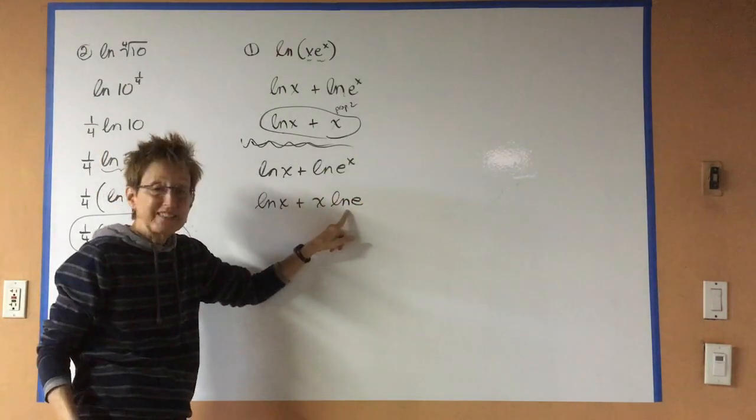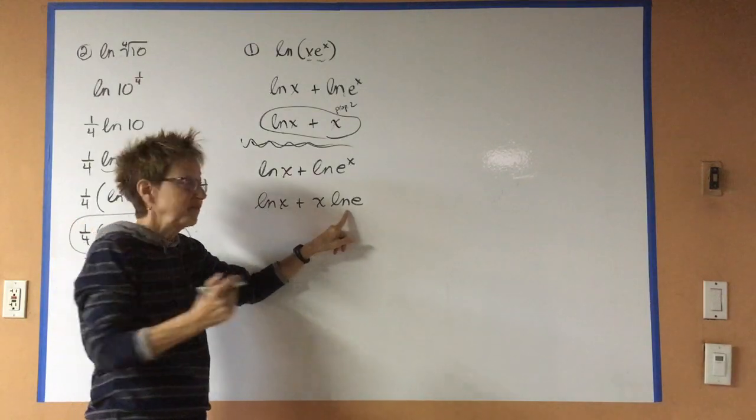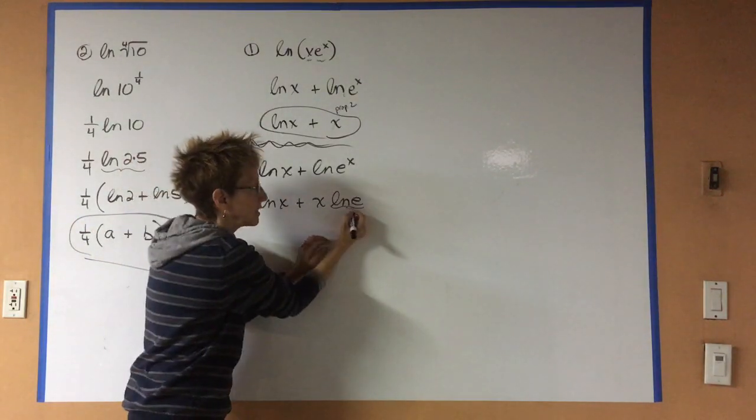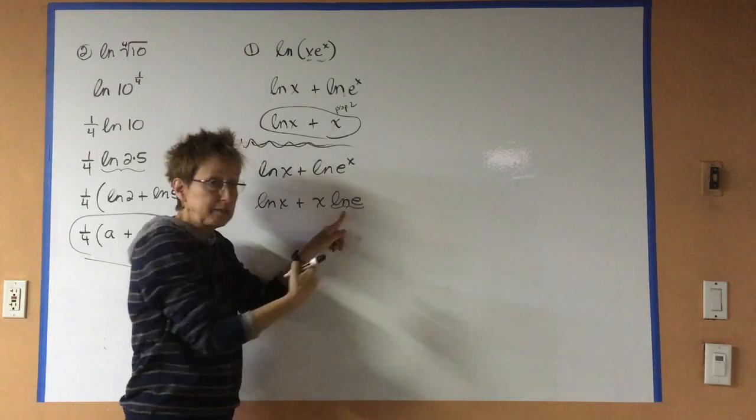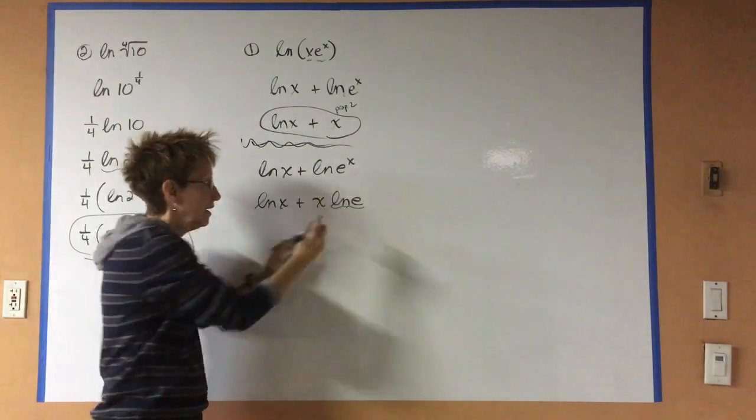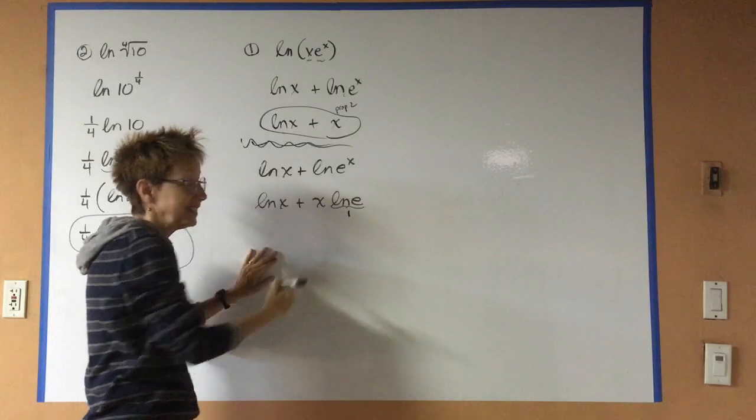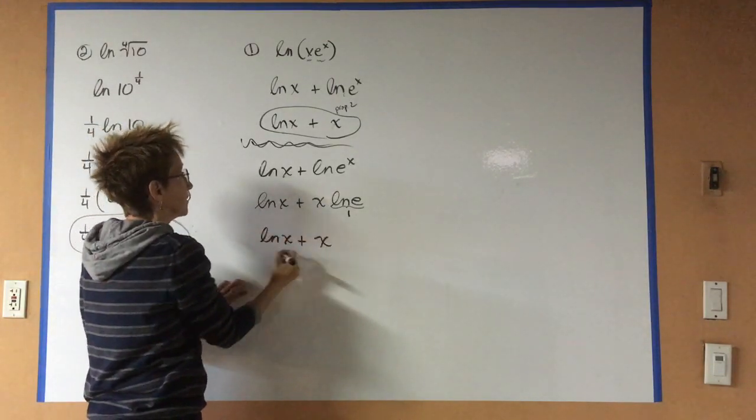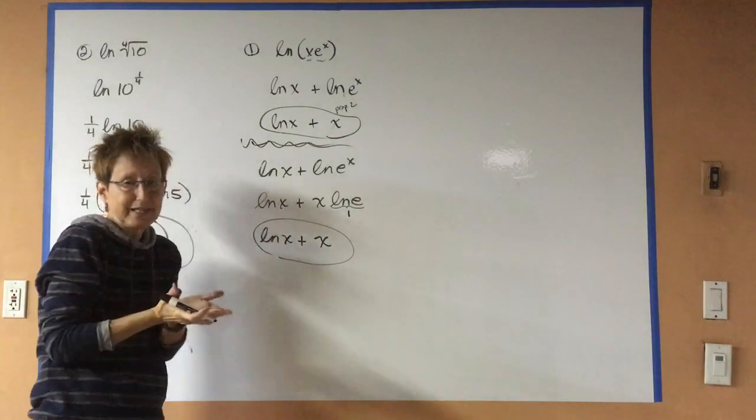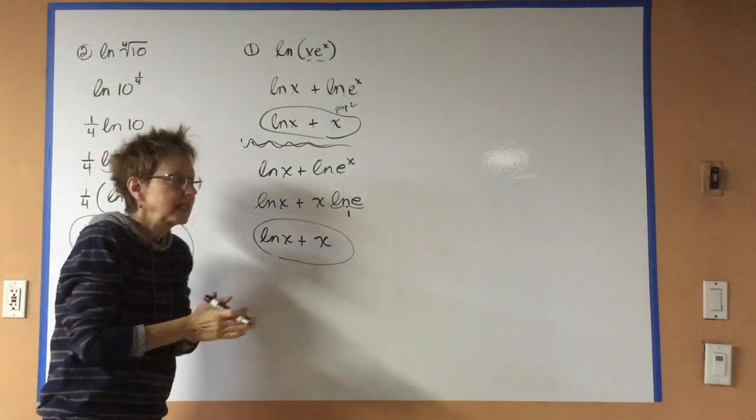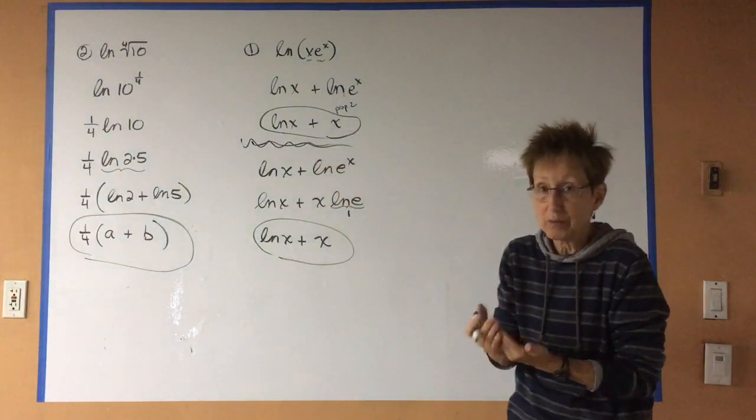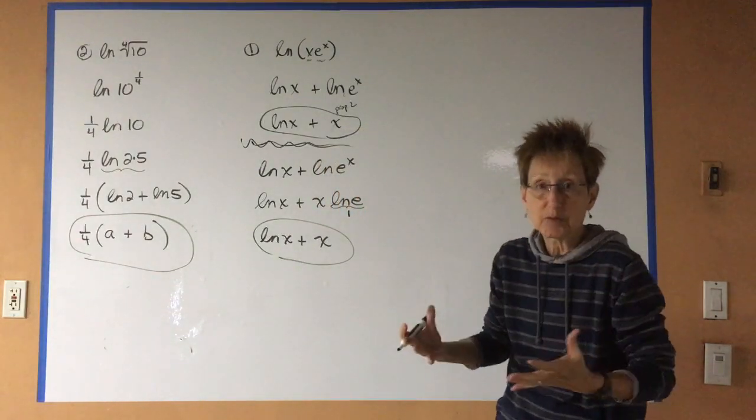But now, hopefully, that is just staring me in the face, telling me about ln of e, understood base of e. e to what power gives me e back? Ln of e is 1, and x times 1 is x. And so now I get ln of x plus x. Either way I do it, I get down to the same point. I just used the properties a little bit differently depending upon which way I saw first.